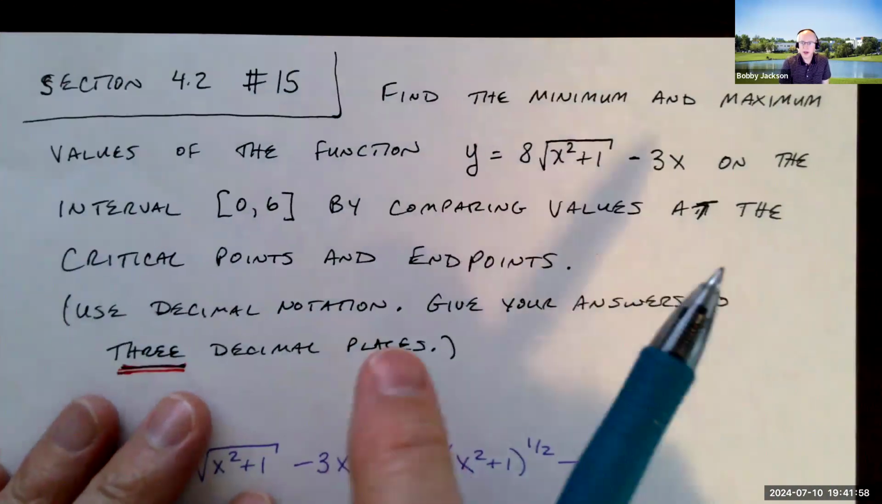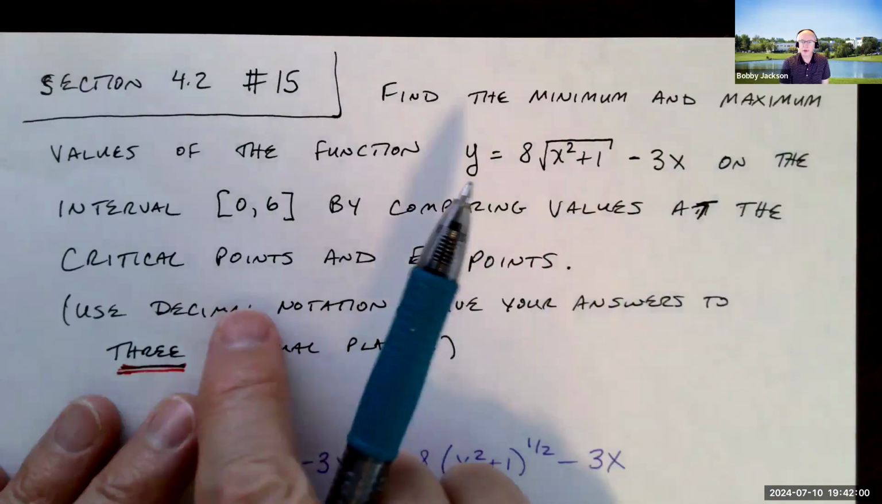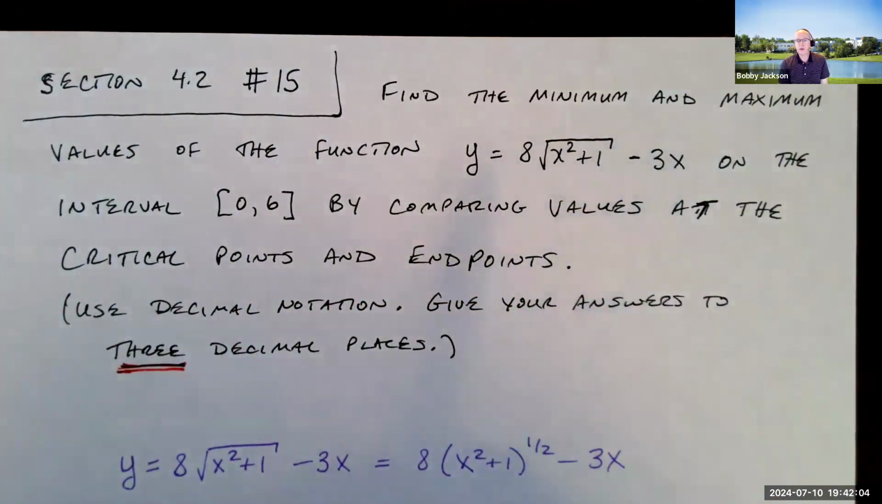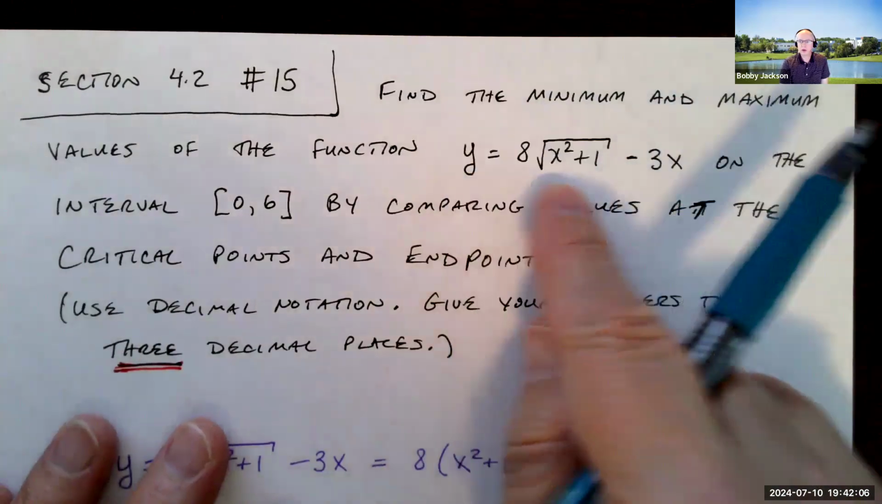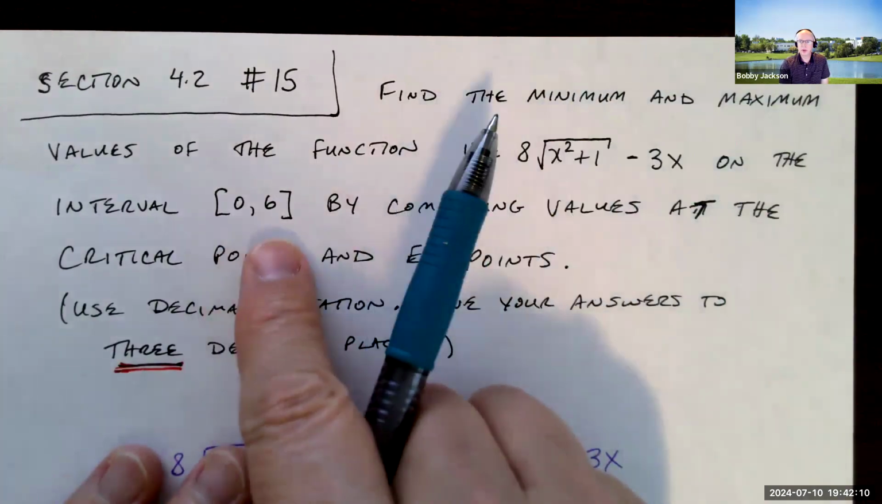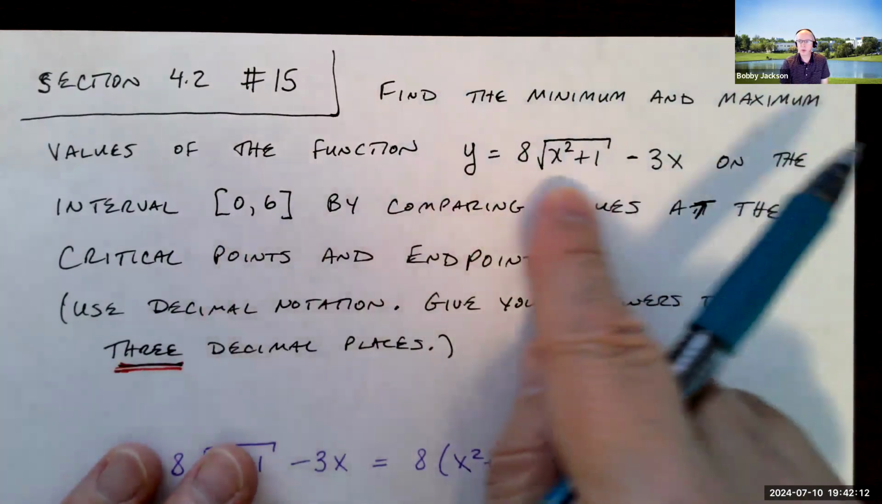And the way we're going to find the max and min is by comparing values at the critical points and endpoints. So again, when we're finding the max and min of a continuous function on a closed interval, and this function is continuous certainly on the interval from 0 to 6. In fact, it's continuous for all real numbers.